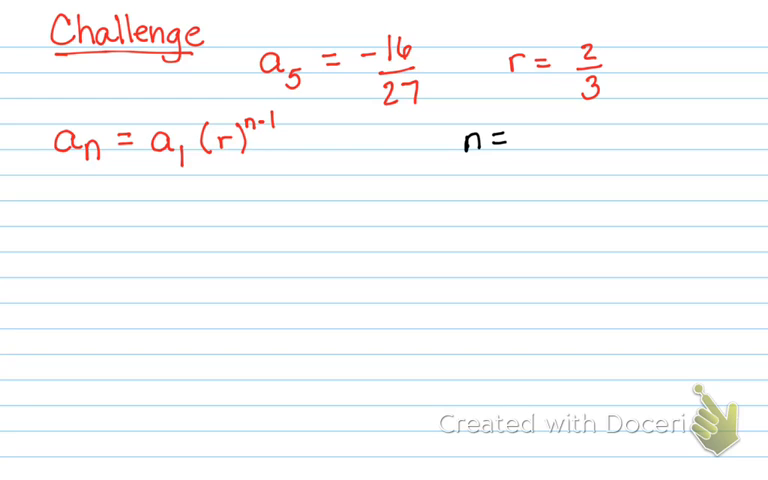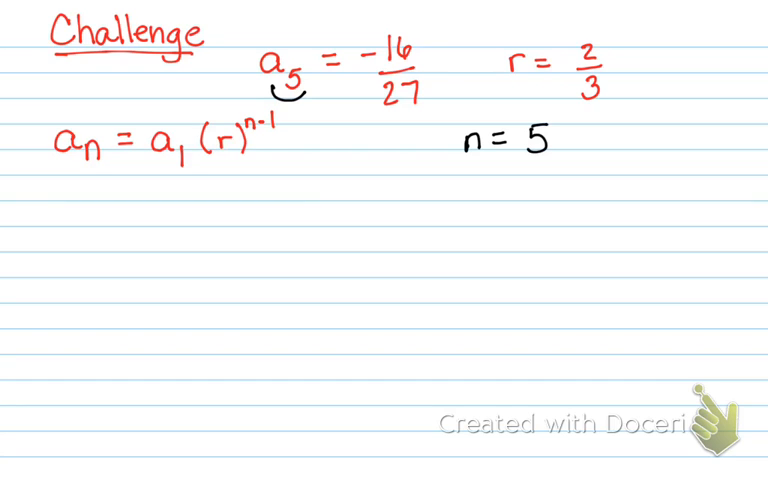We do know the r, and we actually know the n. The n is right here because they told us the fifth term, a sub 5, or the fifth term, is negative 16/27. So we actually know the n is 5. So we're going to take what we know and plug it into our formula to find out what the very first term was, or a sub 1. That way we can start building our formula and also building our pattern.